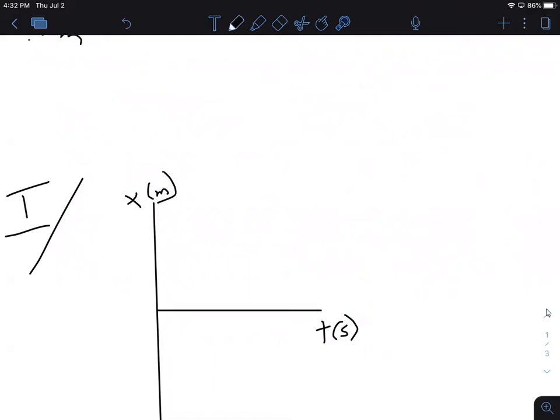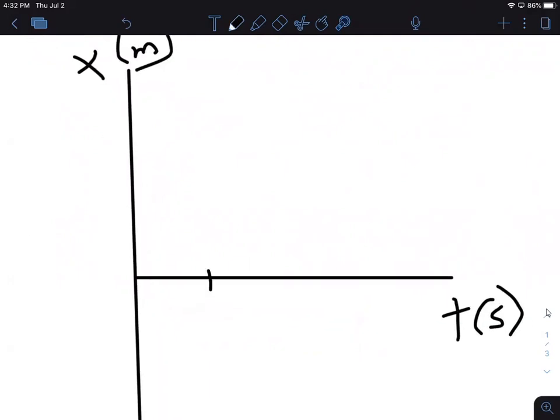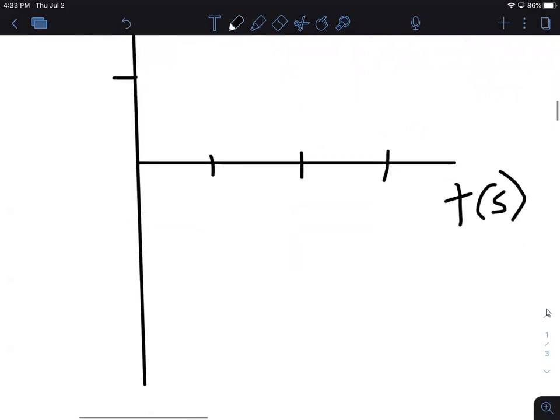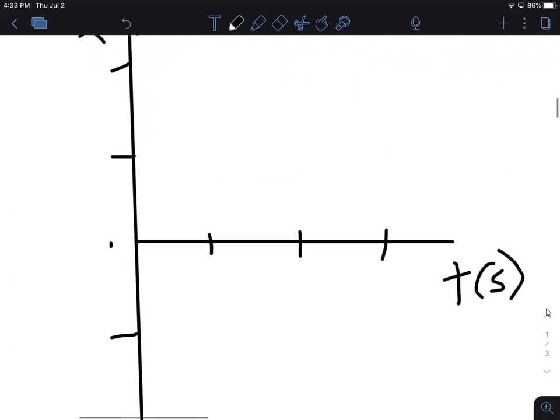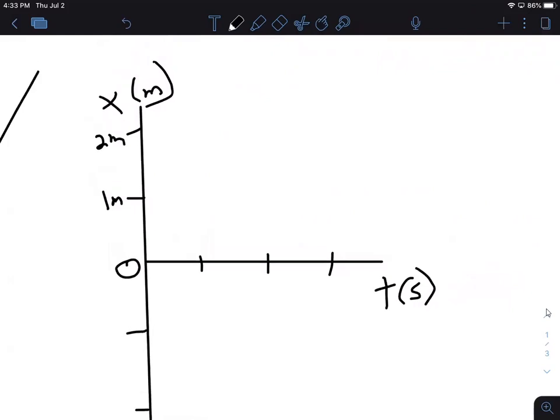And I can just go and mark 1 second, 2 seconds, 3 seconds, 1 meter, 2 meters. We don't need it for this one, but -1 meter, -2 meters. Always good to draw the 0. So here we have 1 meter, 2 meters. Technically I don't have to put the m's here because I put m here, but why not have it in both places? And we have 1 second, 2 seconds, 3 seconds.